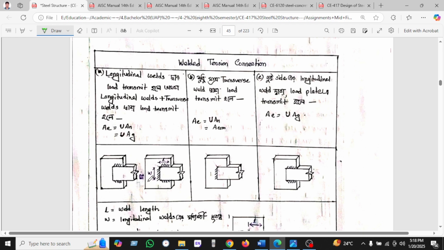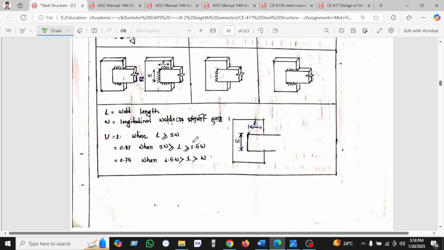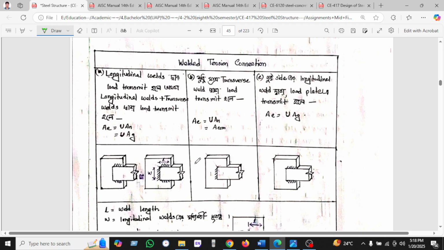This is a picture of a longitudinal weld where the load transfer comes, and longitudinal weld plus transverse weld transfers. In another case, only the transverse weld transmits the load, and in another we can see two longitudinal sides transmitting the load. So these are the three cases we can see here.